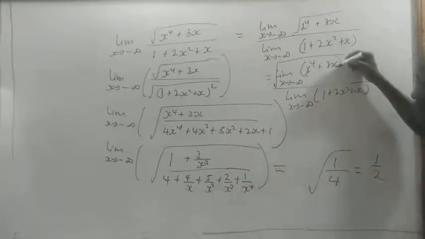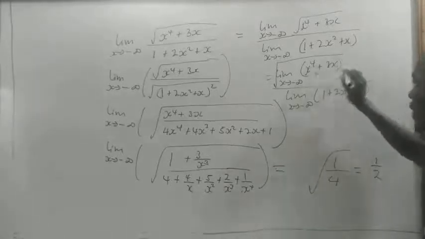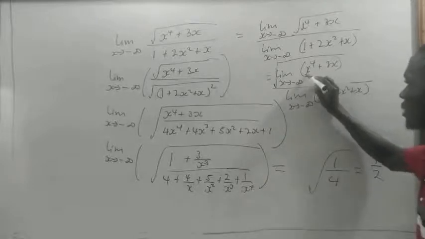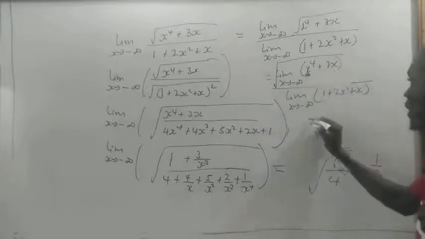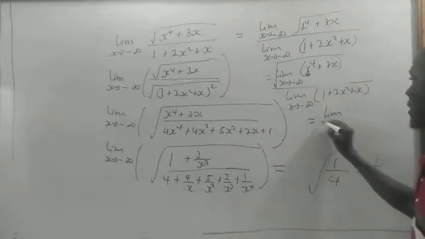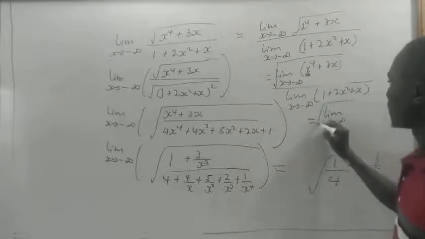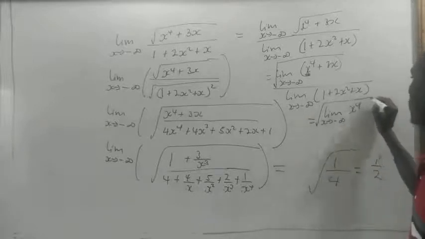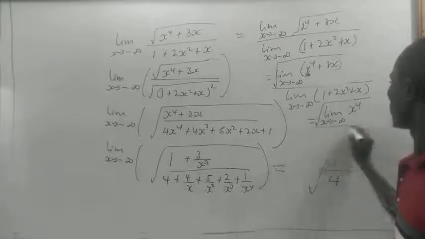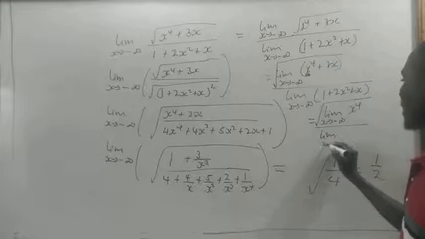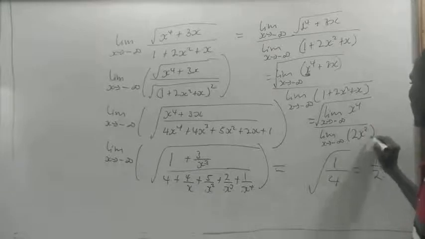Now, we've said in lesson 3 that for a polynomial function, you just look at the term that contains the highest power of x and take that highest power of x. So this one is the same as writing the limit as x approaches negative infinity, square root of x to the power 4, and forget about the 3x. And this one too is the limit as x approaches negative infinity, we take 2x to the power 2.